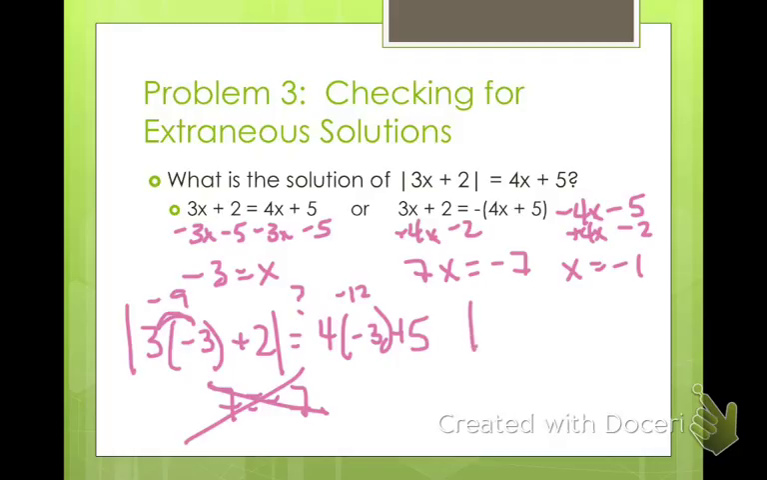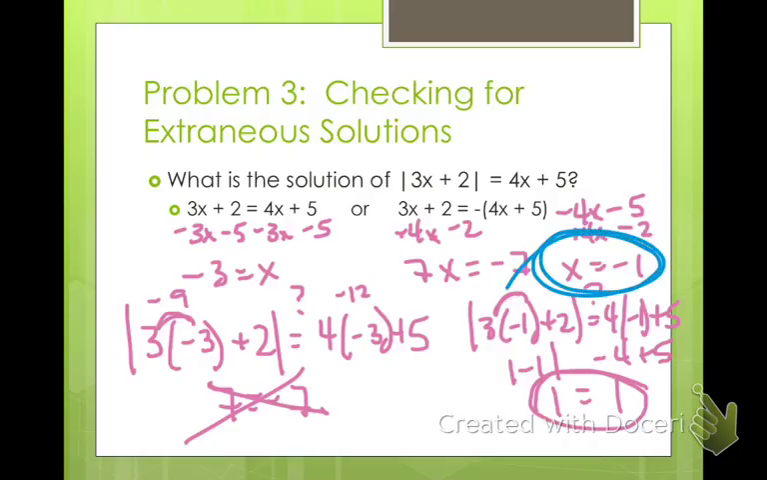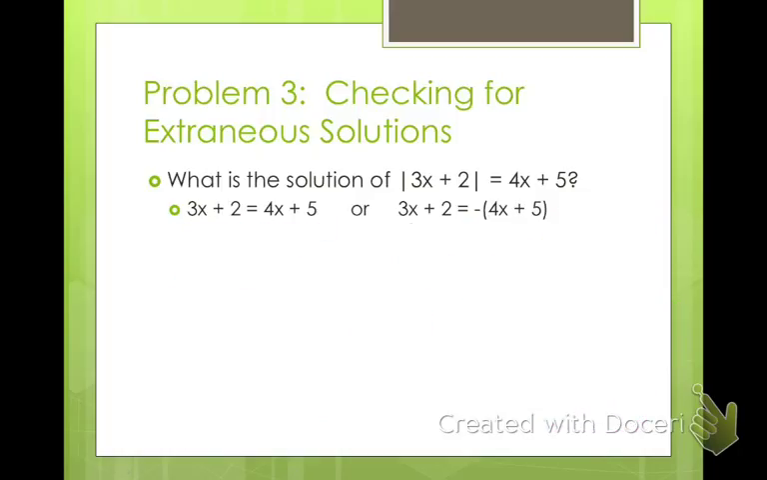Let's try this negative 1. 3 times negative 1 plus 2. Is that equal to 4 times negative 1 plus 5? See, so this is negative 3 plus 2 is negative 1. Absolute value of negative 1 is 1. So I have negative 4 plus 5, which is positive 1. 1 does equal 1, so that means we only have one solution. And our one solution is x equals negative 1. Negative 3 was not a solution. So make sure you are checking these.